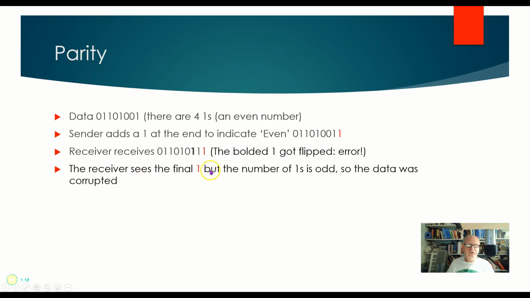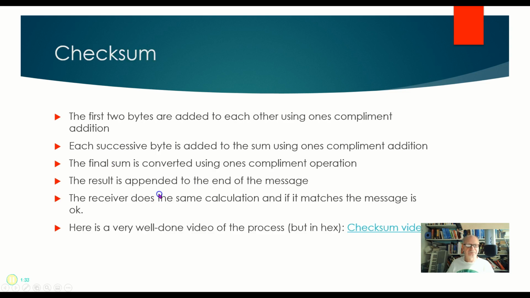So now the receiver sees that 1. It says, it's odd, not even, and so this piece of data, this byte, was corrupted, and it can now use its error handling. In this case, because it's layer 2, it's just going to drop it.